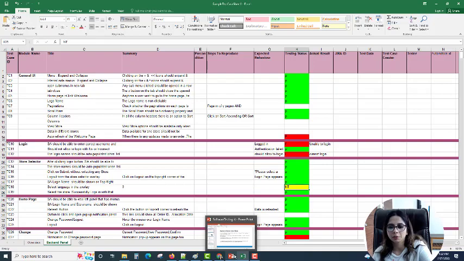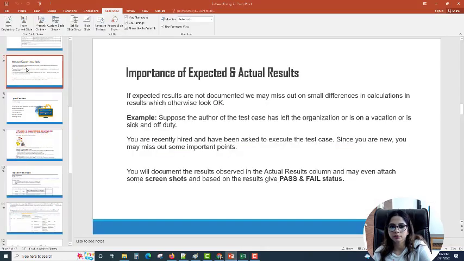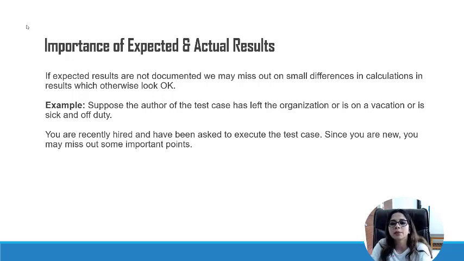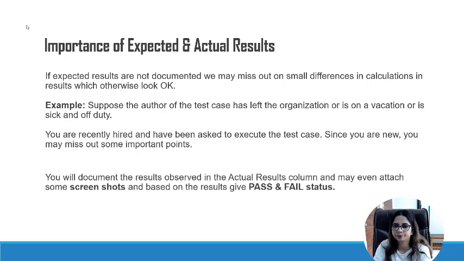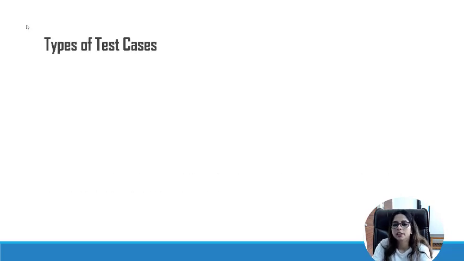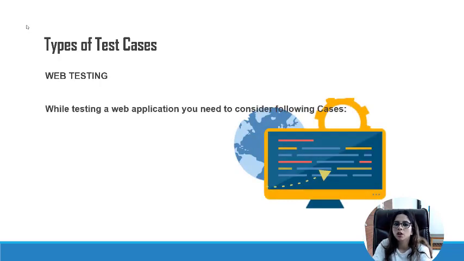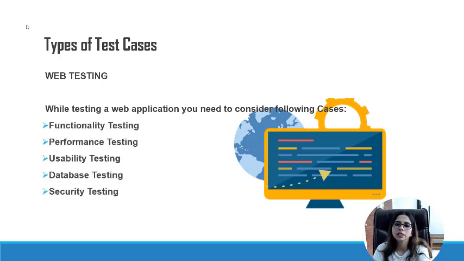Let's go back to the PPT. So here is the importance of expected and actual results, which we were talking about, because you write the expected results first, and then when you execute, you write the actual, and then you mark the test cases as pass or fail. Now, types of test cases. There are many types of test cases which exist. Web testing: if you're writing test cases for a website, you'll have to have all these types of test cases.